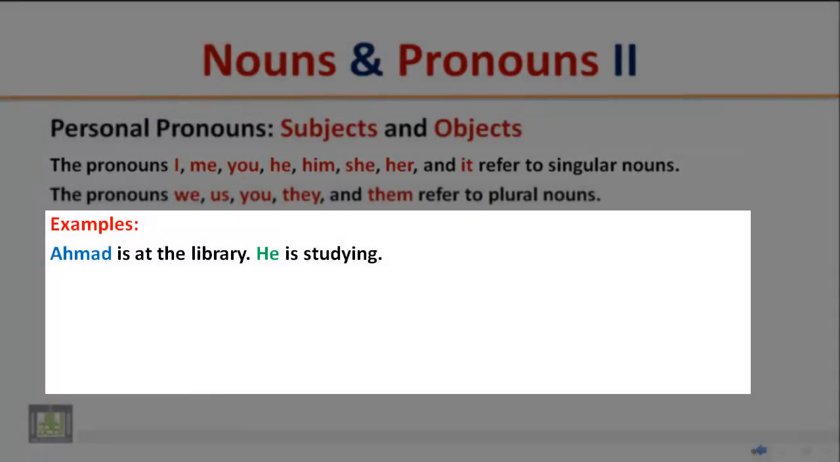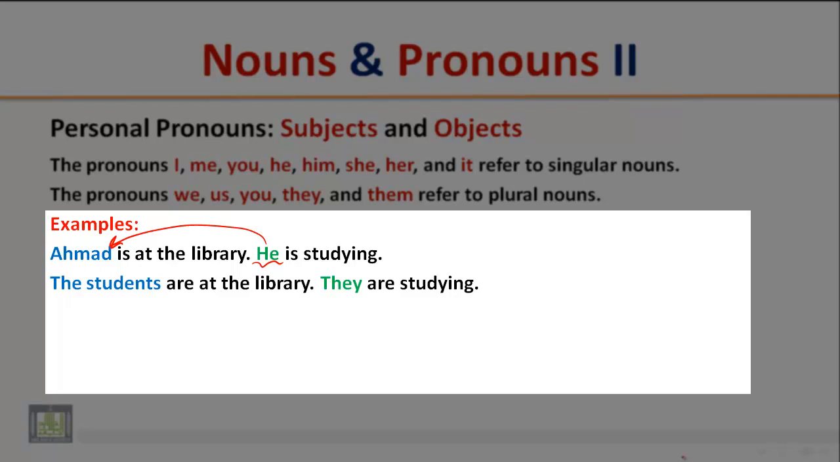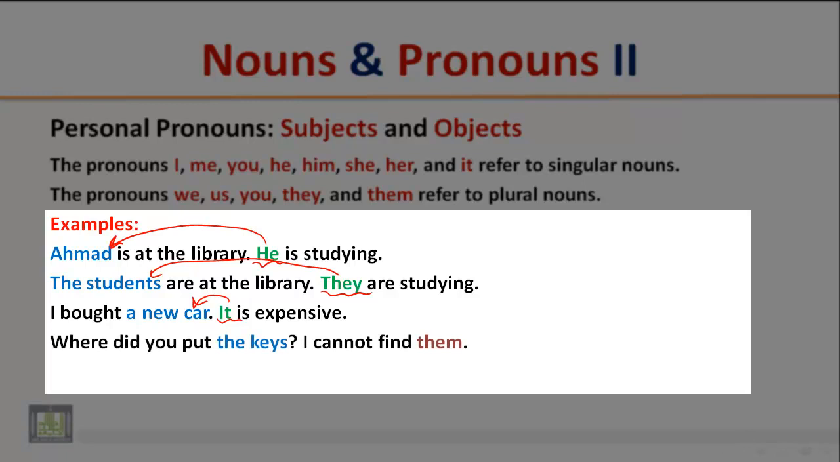Examples. Ahmed is at the library. He is studying. The pronoun he refers to Ahmed. Ahmed is a singular noun. The students are at the library. They are studying. The pronoun they refers to the students. The students is a plural noun. I bought a new car. It is expensive. It refers to car. The word car is a singular noun. Where did you put the keys? I cannot find them. Them refers to the keys. The word keys is a plural noun.